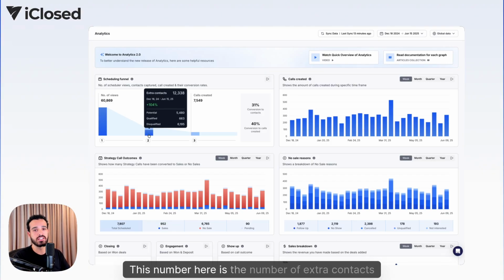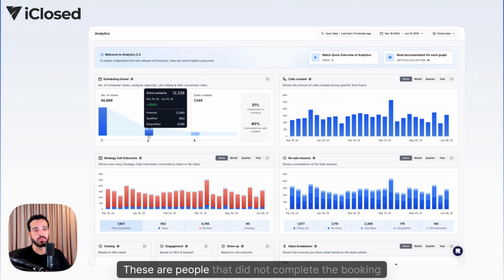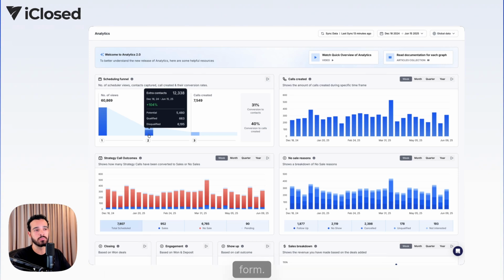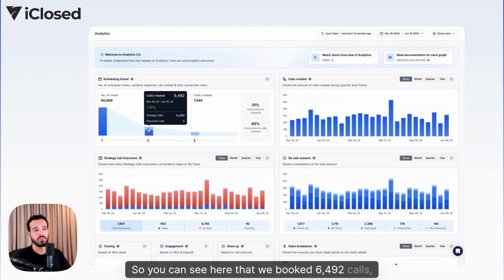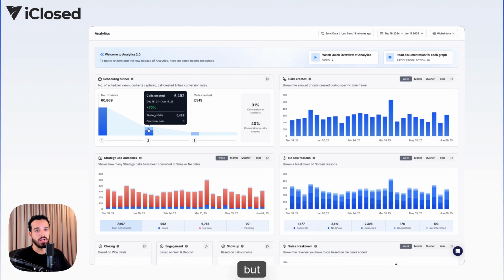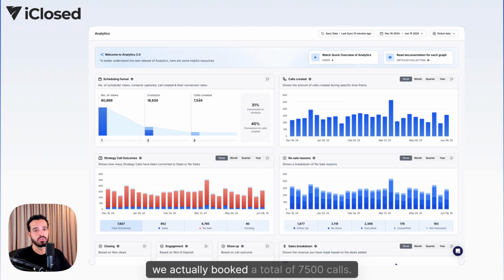This number here is the number of extra contacts that were generated, right? So 12,000 extra leads that were generated. These are people that did not complete the booking form. Then here we have the total number of calls booked. So you can see here that we booked 6,492 calls, but by converting these extra leads into calls, we actually booked a total of 7,500 calls. So this is 1,100 extra calls booked just during this time period.